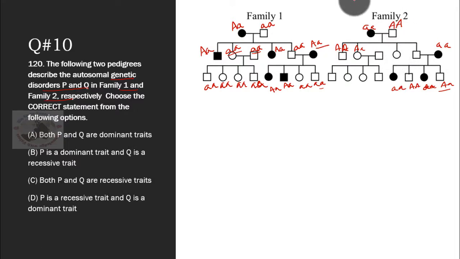So there is an idea to answer this. Here, if you find both P and Q are dominant traits, no, because it is not dominant. P is a dominant trait and Q is a recessive trait. And they are asking for the correct statement. So this is the one which is matching: P is dominant and Q is recessive.